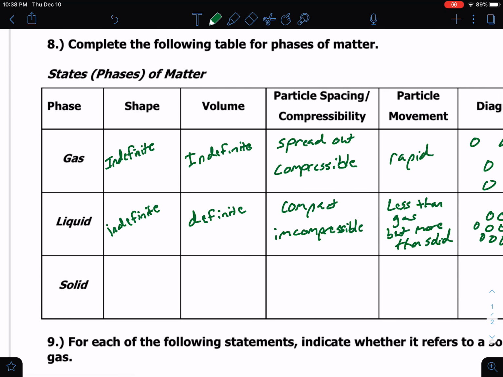A solid is going to have a definite shape. If I take a coin and throw it into a container, the coin's not going to mysteriously take the shape of its container. It is stuck in the shape that it is in. Its volume is definite. It is very compact, a lot more so than liquid, and not very compressible, so it is incompressible.